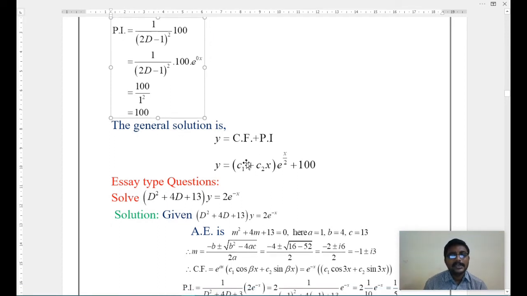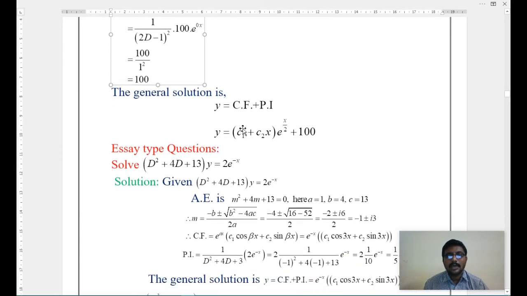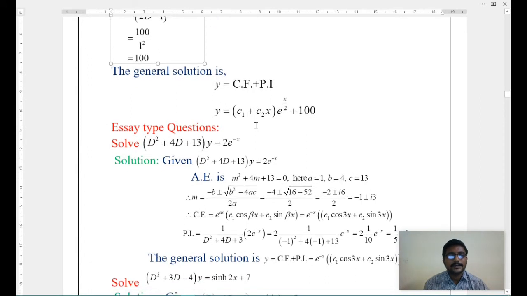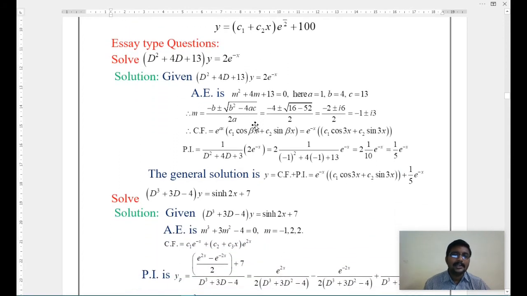But what is the CF here? (C1 + C2x) e^(x/2), and the particular integral is 0. We just have to add these two solutions so that we get the complete solution or general solution. Now, essay type question, important sum.